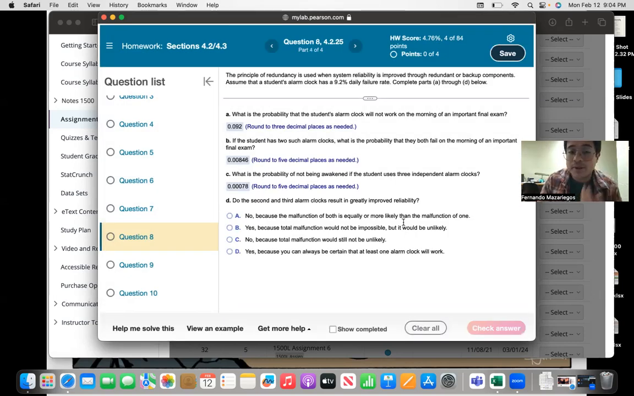And basically, we can analyze what happens. Notice that by adding one more alarm clock, the probabilities that all of them are going to fail decrease considerably. So that's basically what this principle of redundancy is used for. So let's take a look at part D. Do the second and third alarm clocks result in a greatly improved reliability? Yes, because total malfunction would not be impossible, but it would be unlikely.